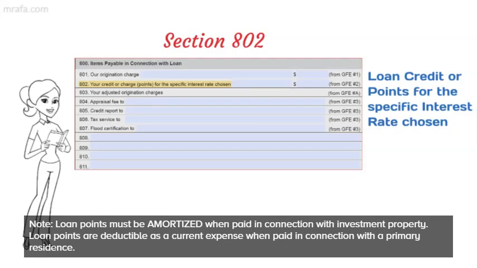So now you understand about the mortgage points. In terms of accounting, the mortgage points are not part of your adjusted basis.